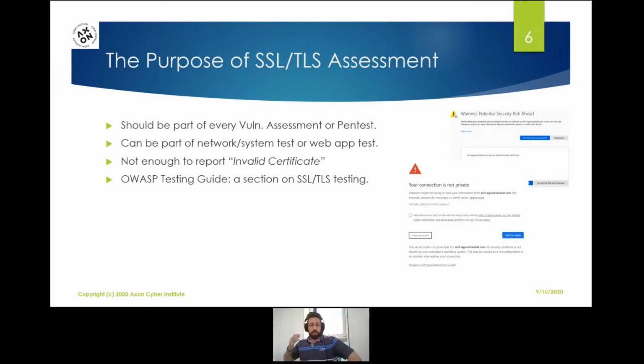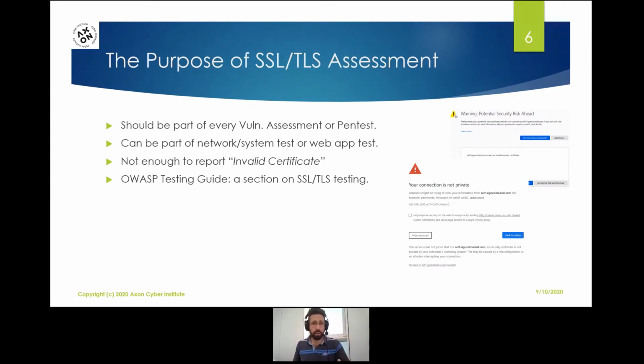When you are doing a penetration test or a vulnerability assessment, there should be a complete section for SSL and TLS auditing and assessment, whether you are doing a network level assessment or an application level assessment. So if you are doing a network and system assessment, port scanning and then vulnerability assessment of all the nodes in the network, you're going to encounter a Windows system, and on top of it there is an IIS system, and this IIS is listening on port 80 and on port 443.